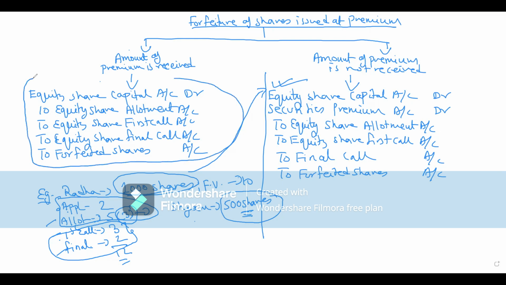तो जब प्रीमियम का पैसा आपको नहीं मिलेगा तब आप क्या करोगे? सिक्योरिटीज प्रीमियम अकाउंट को डेबिट कर दोगे इन केस ऑफ फॉरफीचर. और जब आपको प्रीमियम का पैसा मिल गया, बट द शेयर स्टिल गॉट फॉरफिटेड ड्यू टू द नॉन पेमेंट ऑफ सम अदर कॉल्स, इन दैट केस this will be the journal entry. Amount of premium is received.